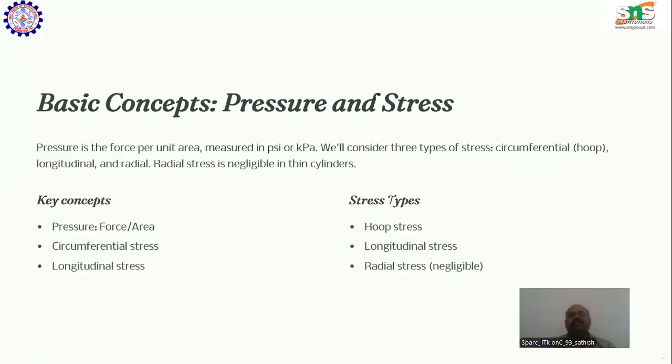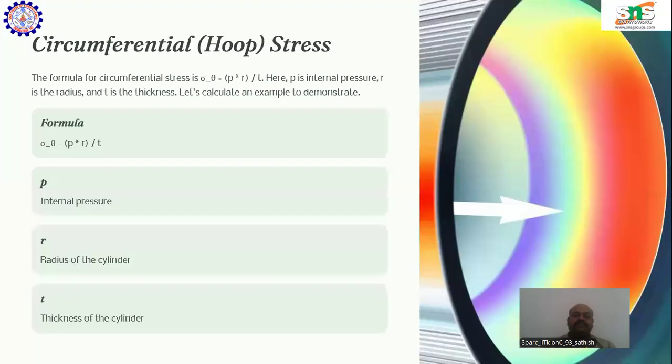The cylinder will split into two parts in both ways. The stress induced in the circumferential direction we call hoop stress, and in the lengthwise direction we call longitudinal stress. Radial stress is also there, which is negligible. For circumferential stress, we have the formula P into R divided by T. Here P is the internal pressure, R is the radius, and T is the thickness.